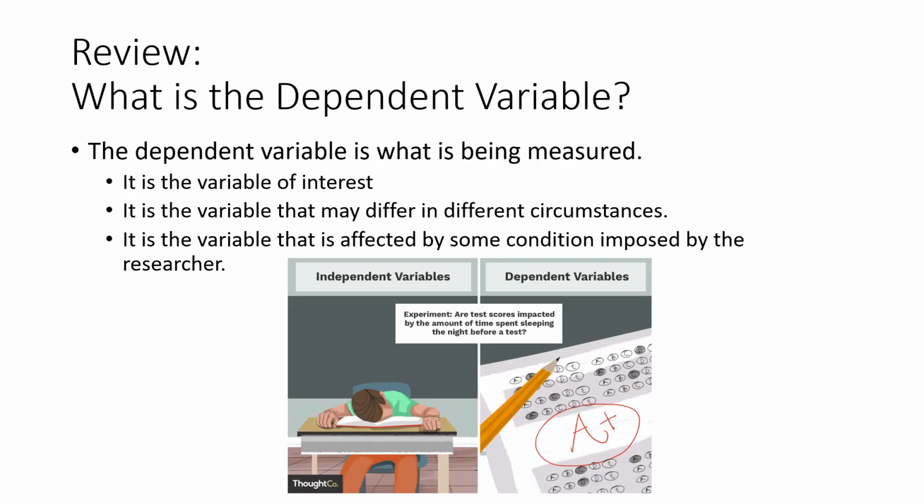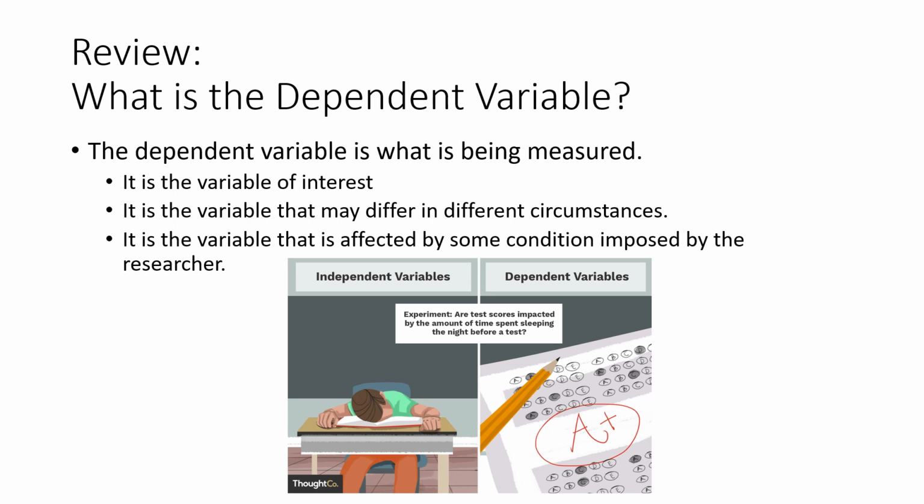And next, let's just take a review of what is the dependent variable. We call this the DV. The dependent variable is what is being measured. It's the variable that you're interested in. It's the variable that might differ if you create different circumstances. It's the variable that might be affected by some condition imposed by the researcher. We worked with this a lot in statistics, and so you should be familiar, but just this one example, we're not talking yet about the independent variable, so don't even worry about it. Just think about the dependent variable.